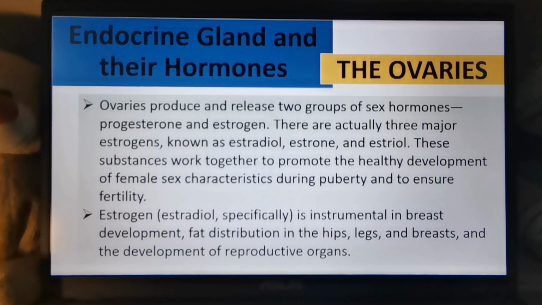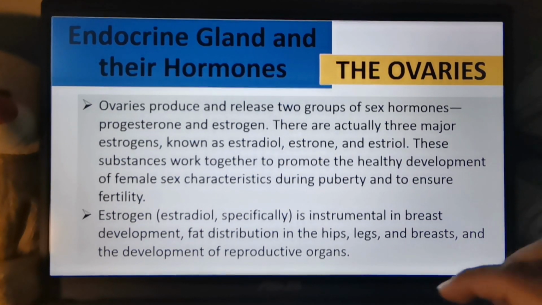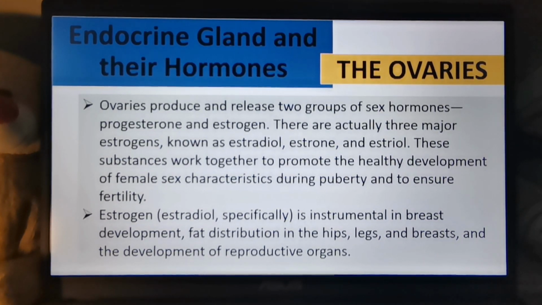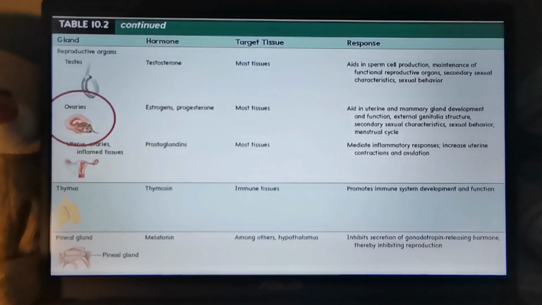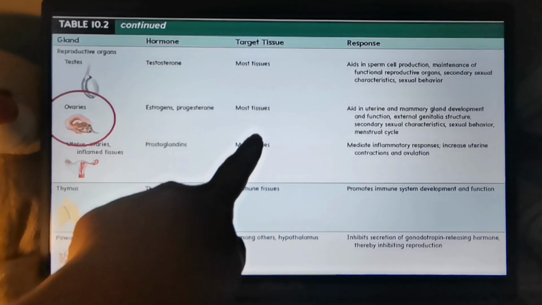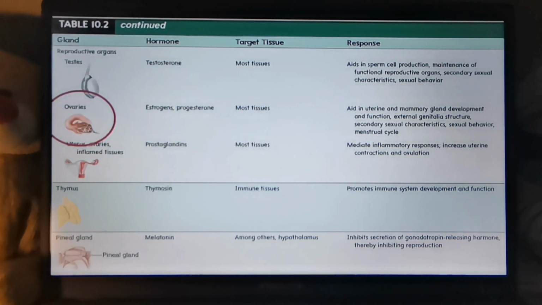Ovaries produce and release two groups of sex hormones, the progesterone and estrogen. There are actually three major estrogens known as estradiol, estrone, and estriol. These substances work together to promote the healthy development of female sex characteristics during puberty and to ensure fertility. Yan. So the progesterone and estrogen are necessary to prepare the uterus for menstruation, and their release is triggered by the hypothalamus. So there, estrogen, progesterone. So in target tissue is, most tissues.